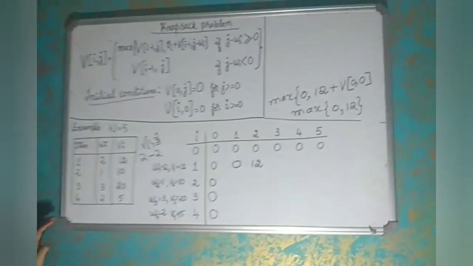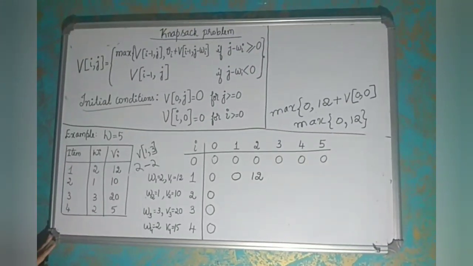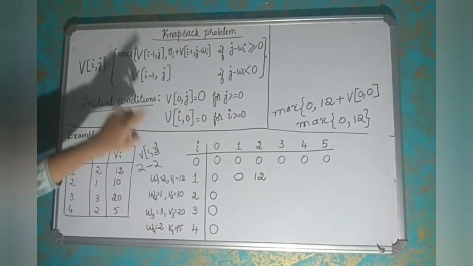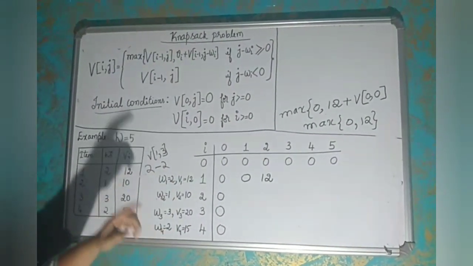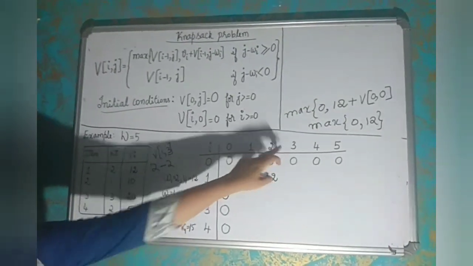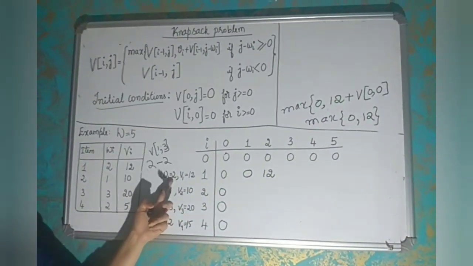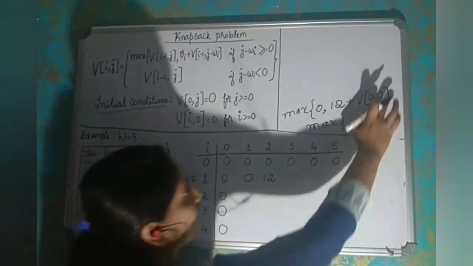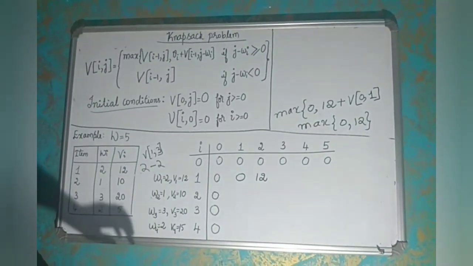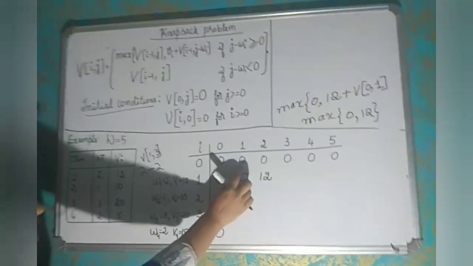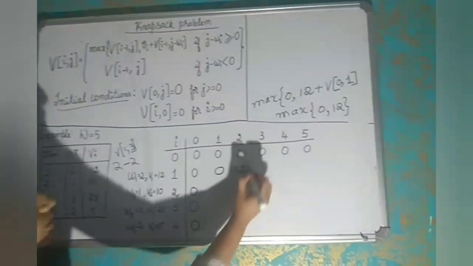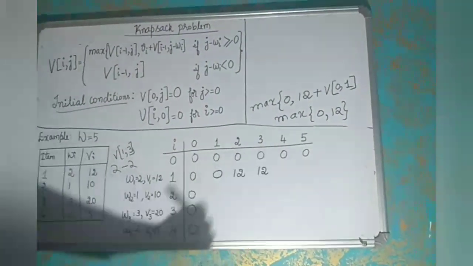12 plus V of I minus 1. I is nothing but 1. 1 minus 1 is 0. Comma, j minus wi. J is nothing but 3, minus wi. Wi is 2. That is 1. V of 0 comma 1. V of 0 comma 1 is also 0. So that is max of 0 comma 12. So that is nothing but 12.